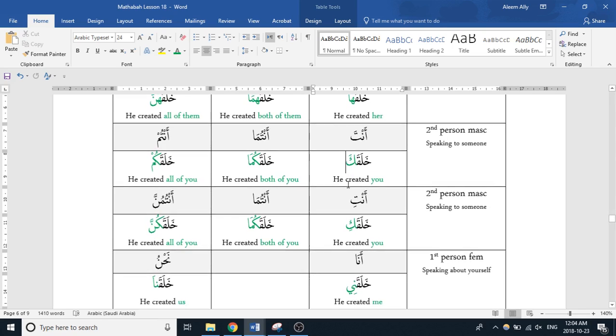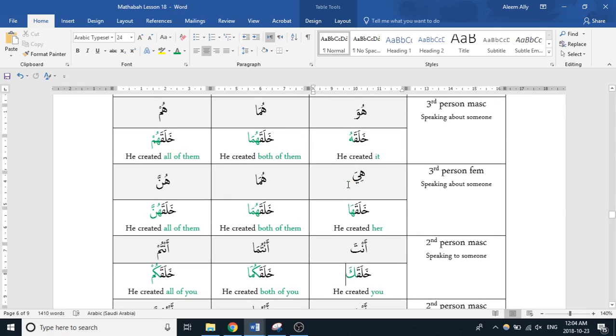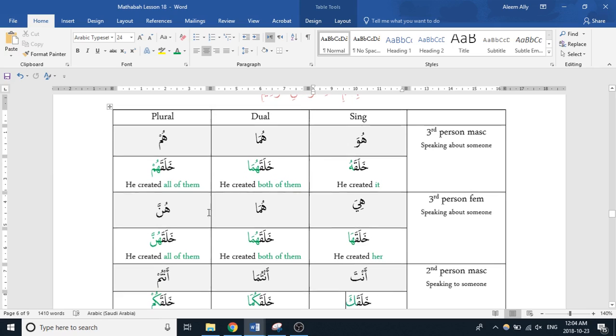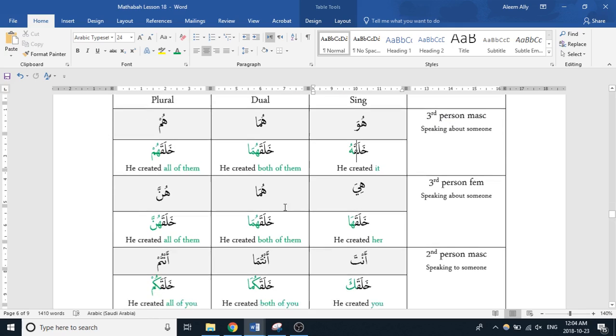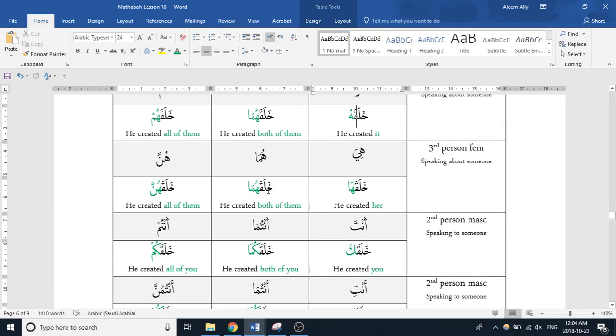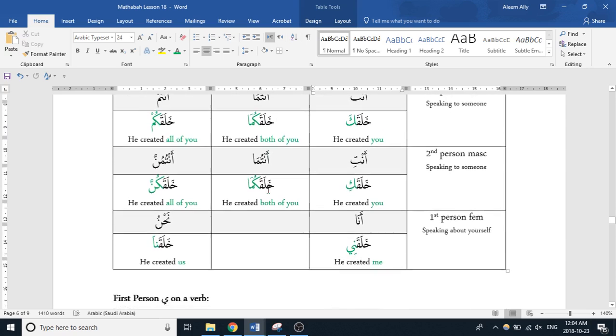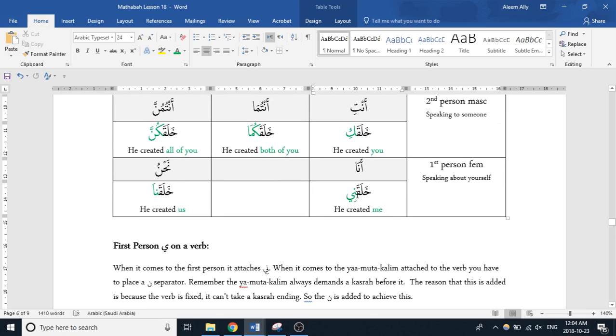This is actually a really difficult thing for me to grasp, so I hope this chart helps. And this is a Quranic example actually. We see khalaqahu a lot popping up in the Quran. So hopefully that's something that helps you remember. One thing that you want to look out for is when it comes to I, first person, speaking singular about yourself, it becomes khalaqani.